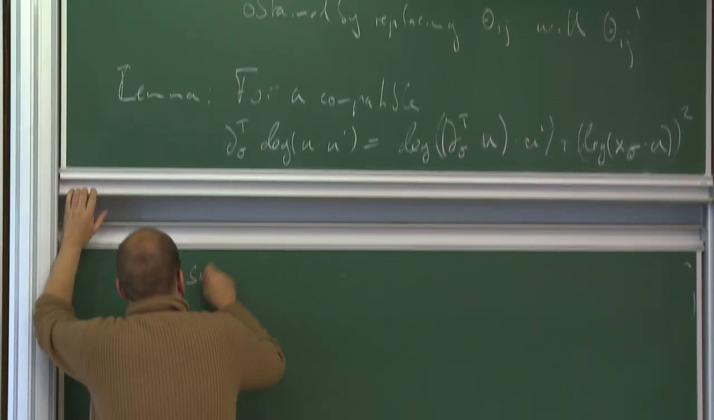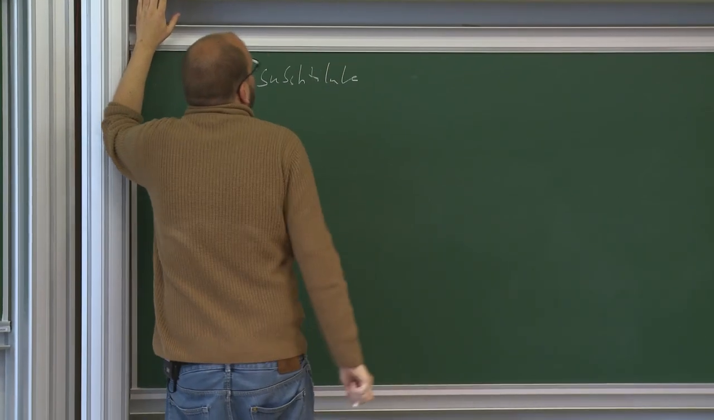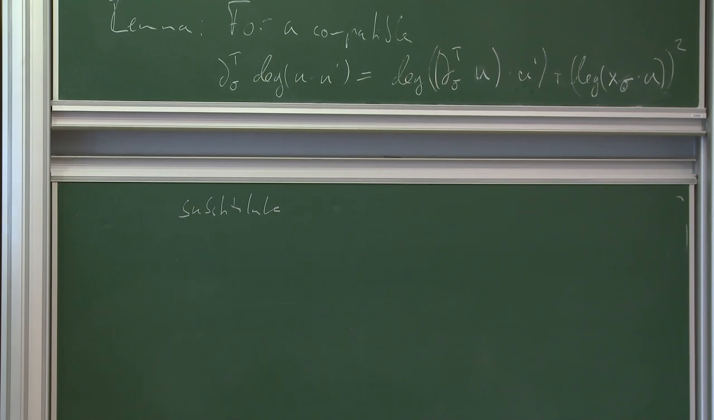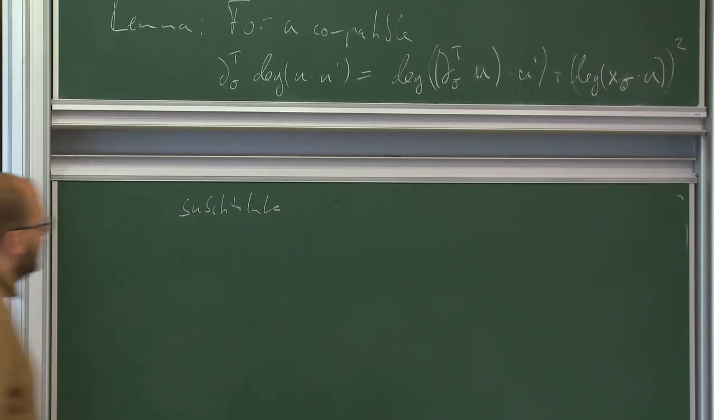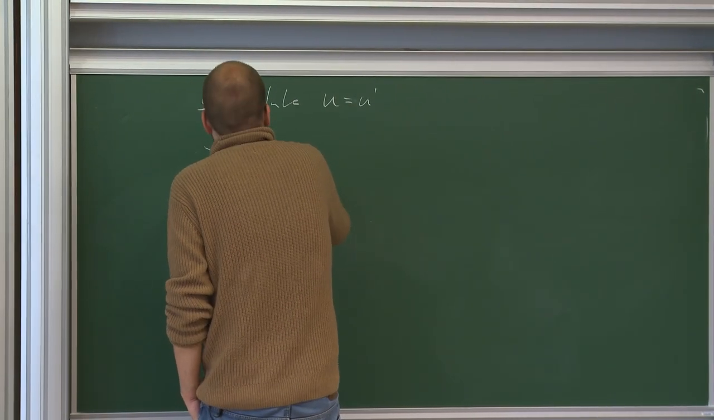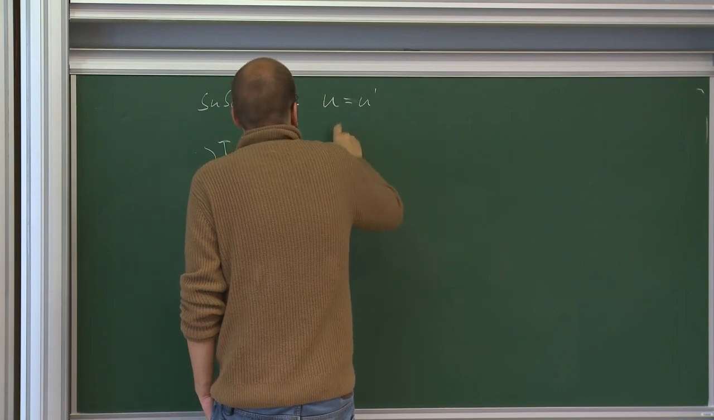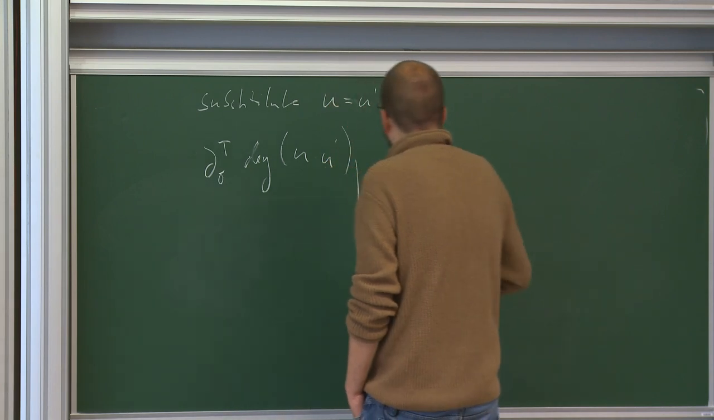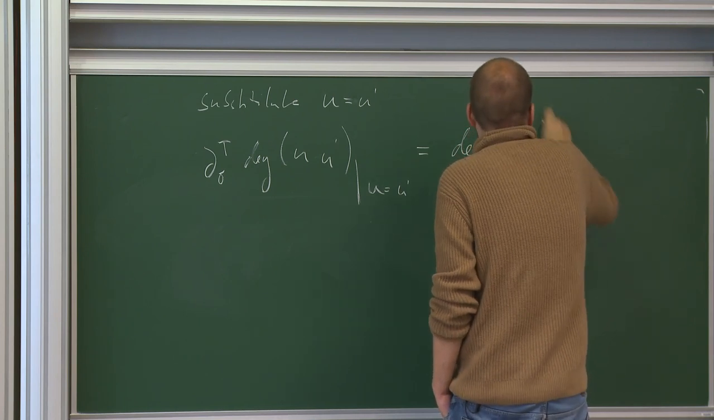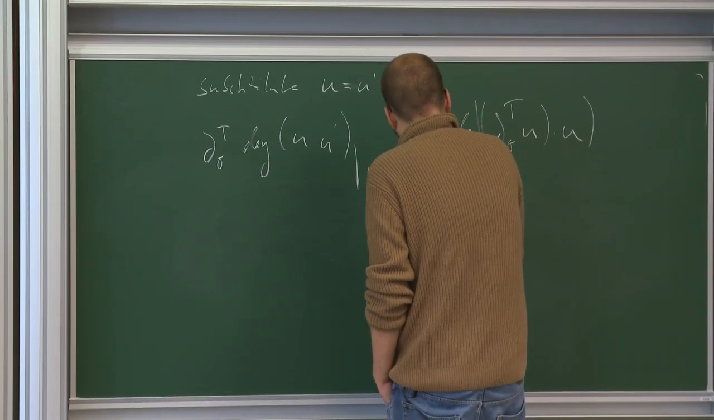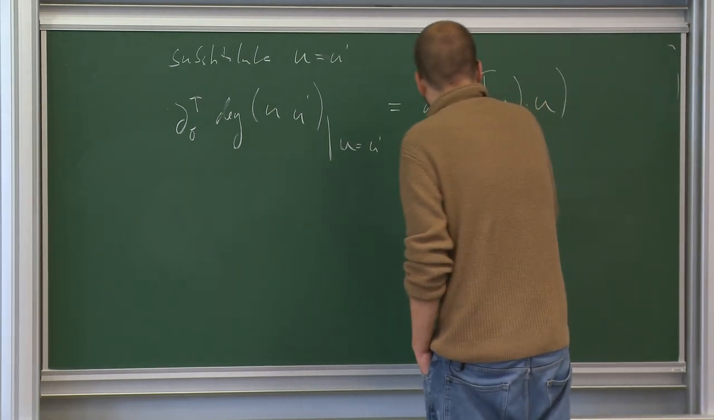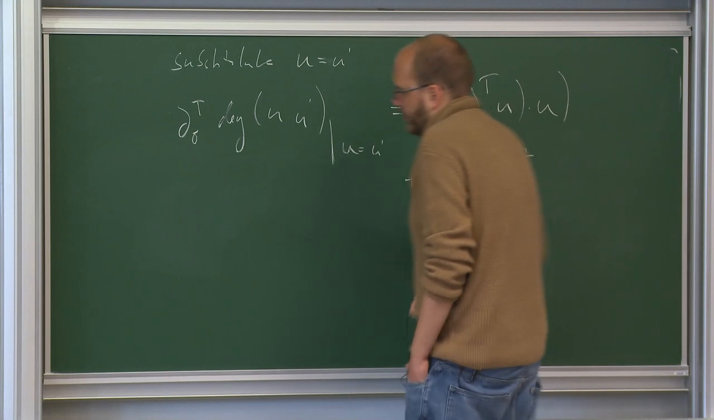Now, substitute. So notice that the differential here does not affect u prime. It's a differential after the variables of theta, not after the variables of theta prime. But after the differentiation, I can substitute u equal to u prime, and I see that I have sigma tau degree of u times u prime. I compute the differential and then I substitute u equal to u prime. This is equal to degree of the differential tau u times u plus, and the last term is unchanged, x sigma u. I didn't need to take this. Fine.